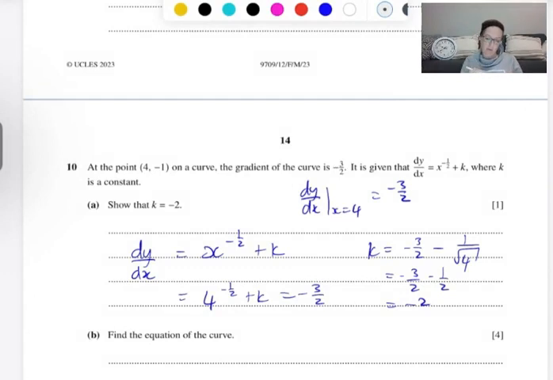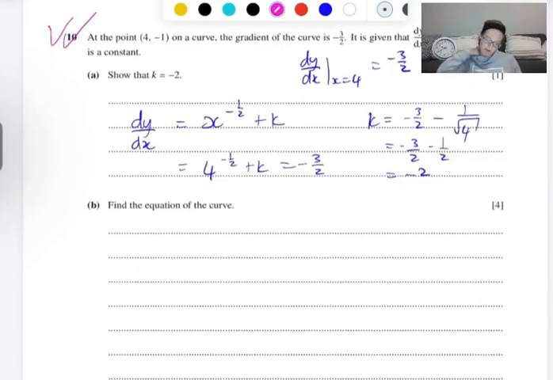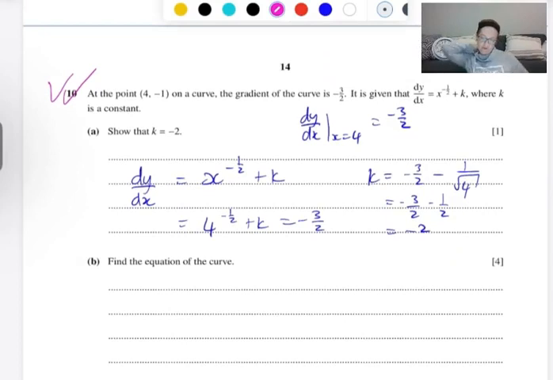By the way, when you're going through your paper, if they ever tell you to prove something and you get it right, make a symbol for yourself. So tick, tick. You don't have to go back to that to check it. Okay. Find the equation of the curve. All right, so they gave us the derivative. To find the equation, we've got to integrate. And they've also given us a point, so we can plug in a point to solve for C.